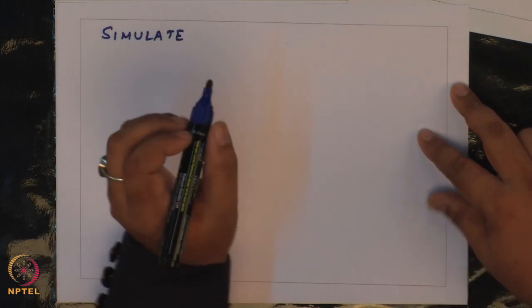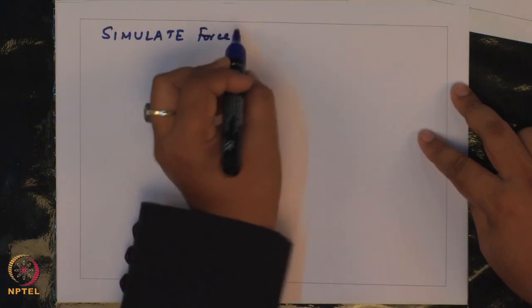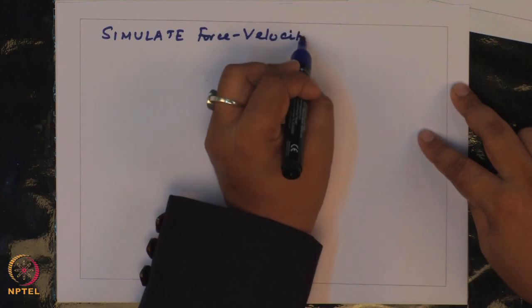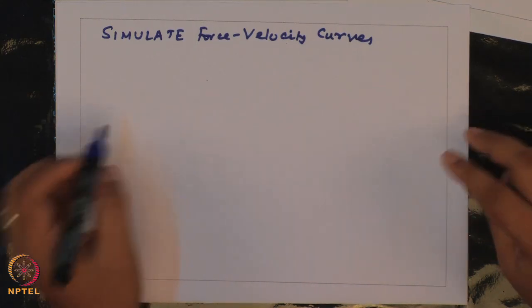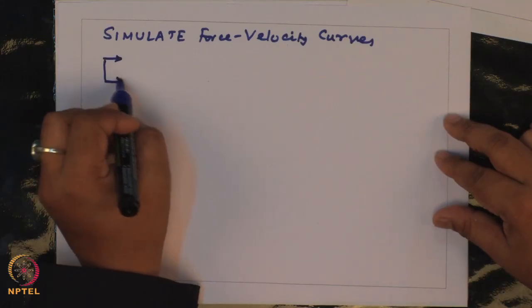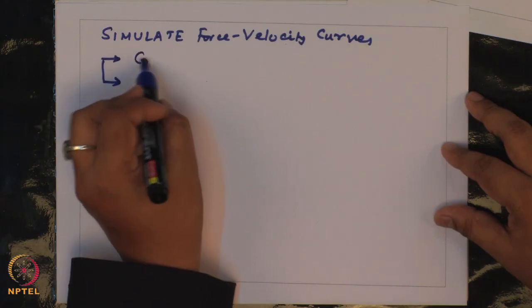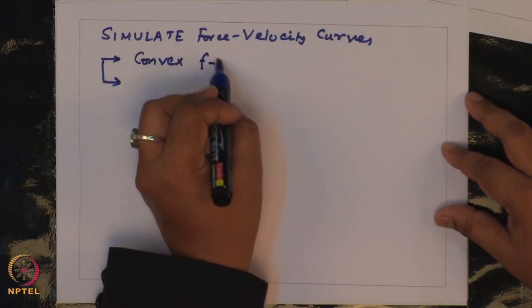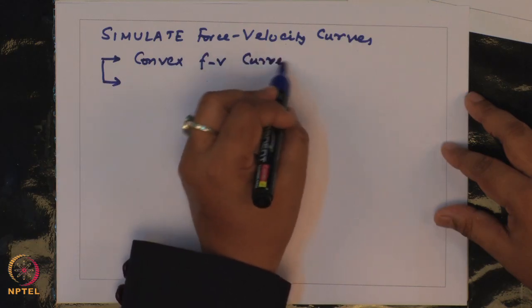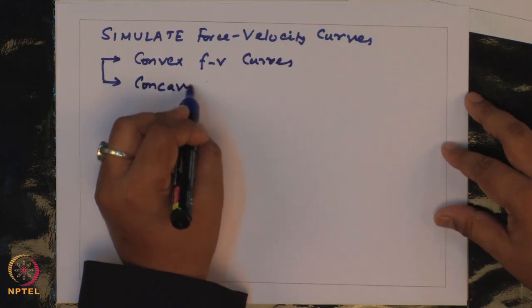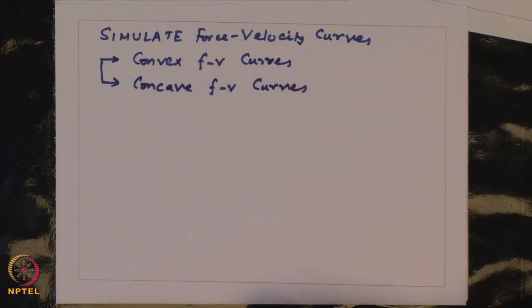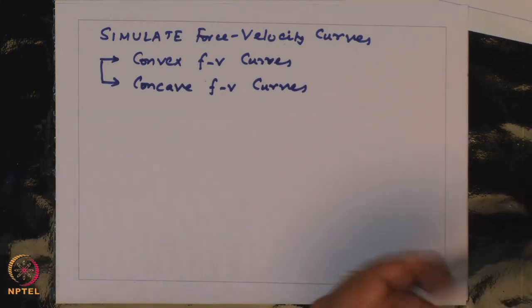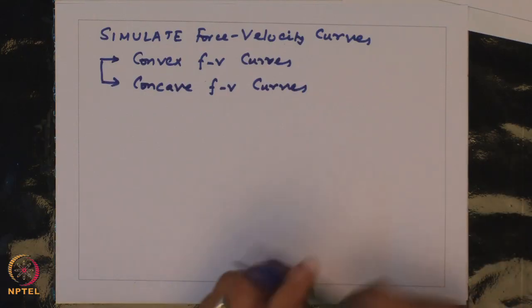One alternative is simulations. So, let us imagine I want to simulate force velocity curves, and you want to answer under what circumstances you would get convex FV curves versus concave FV curves. I will describe one approach where you use Monte Carlo simulations.